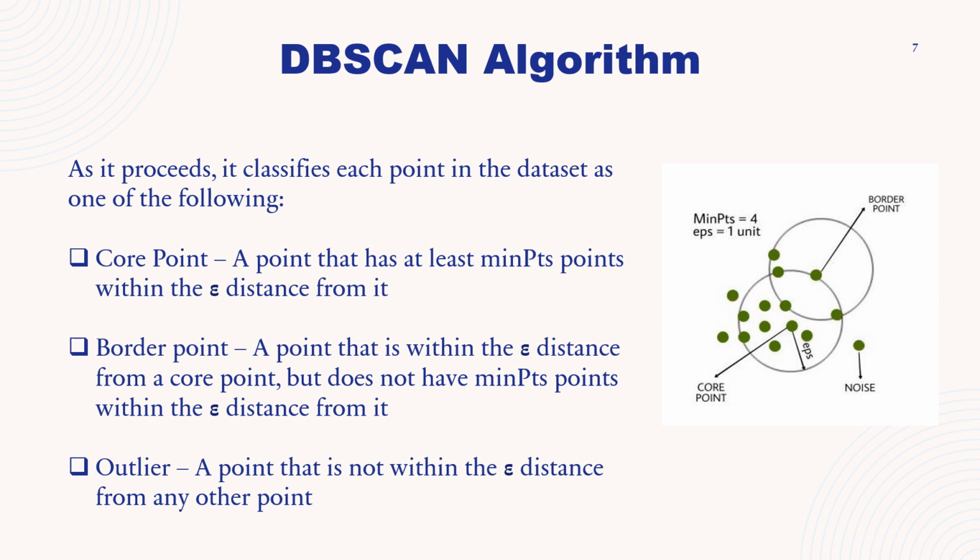So they will not have border points, will not have main points within the epsilon distance from it. That means that when I take that point and draw a circle around it, I will not have main points in it.